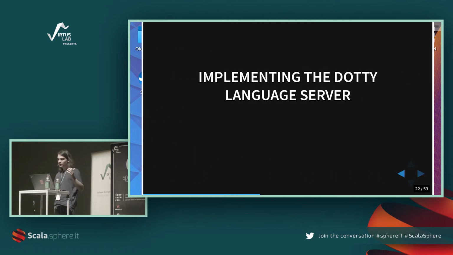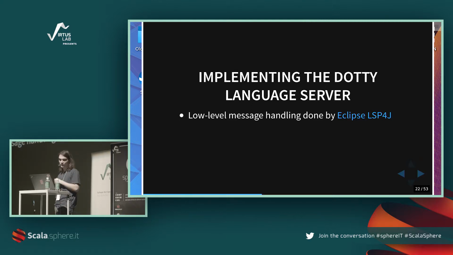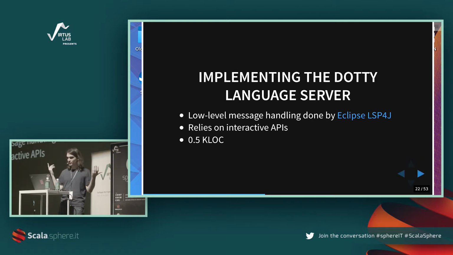So implementing the Dotty language server was very easy because all the low-level stuff is done using the LSP4j library. And now we have Scala libraries to do LSP stuff that didn't exist when we started doing this. But we can't really use Scala libraries in the Scala compiler itself because of bootstrapping issues. So we use Java libraries, and LSP4j is pretty good. And all of the implementation relies on the interactive APIs from the first part of the talk, which means that all in all it's like 500 lines of code to do a language server.